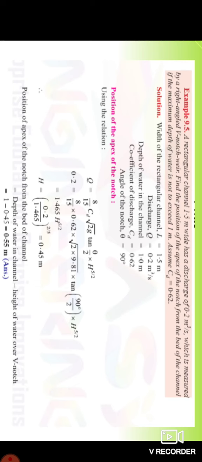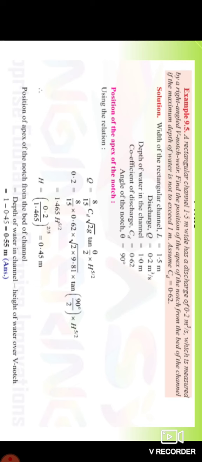If the right angle is given but CD is different, then also we have to go for this expression and substitute the values. If it is a right angle triangle, theta is equal to 90 degrees, CD is given, and the depth of water in the channel is 1 meter, not to exceed, that is the maximum depth of water. To find out H, it is a simple calculation.